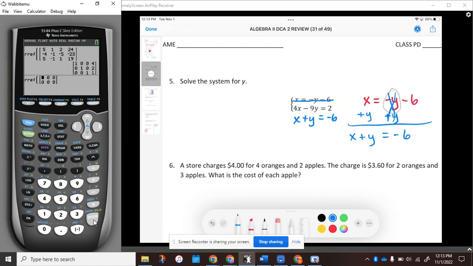Okay, so what's going to go in that top row? 1, 1, negative 6. And what about the next row? 4, negative 9, and positive 2. So there you go. This one is asking for y. So which one of these is going to be the right one? This is the second one, negative 2.